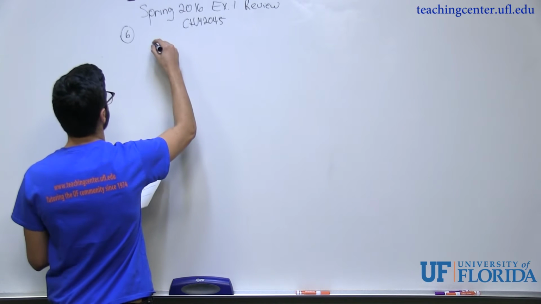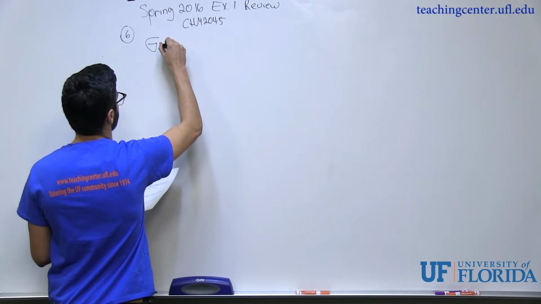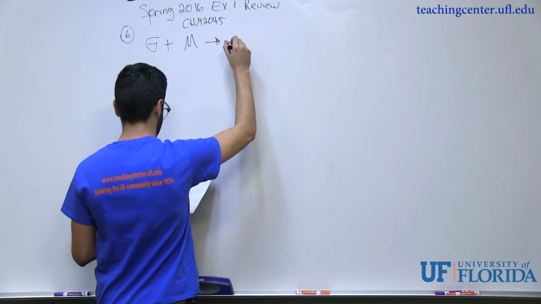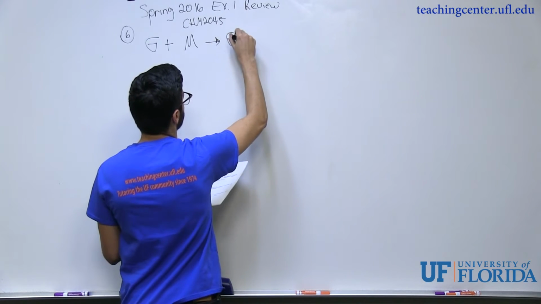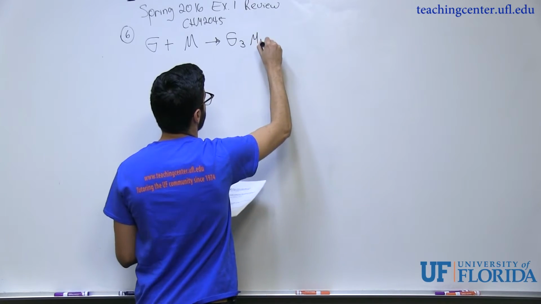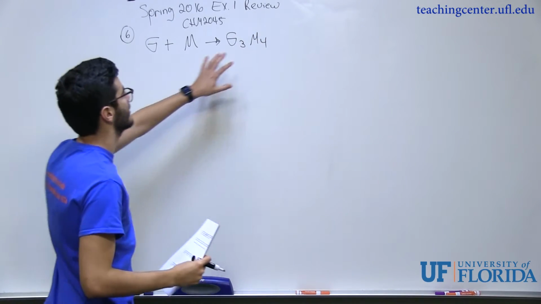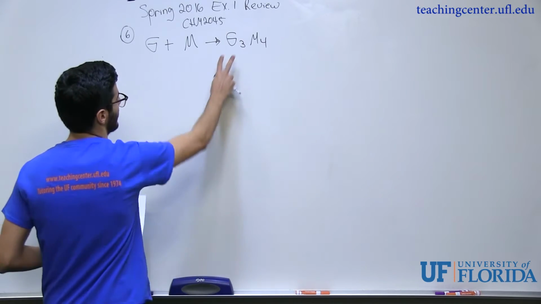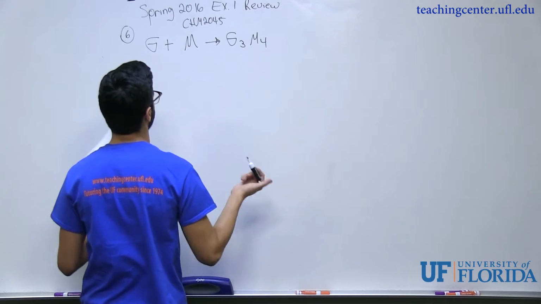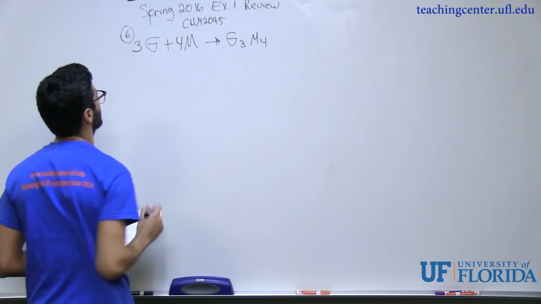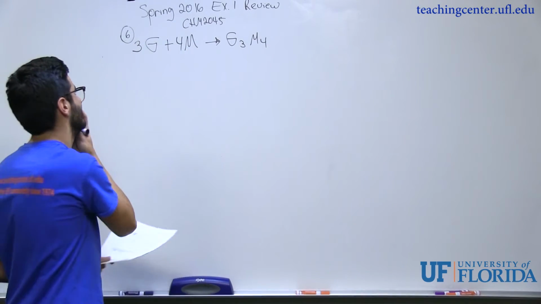So I know I have some amount of G plus some amount of M reacting to make G3M4. Well, we know when we write our equation, we want to balance our equation, right? So I see I have 3 G's and 4 M's. Well, I'm going to keep the 1 there, and I'm going to put a 3 here and a 4 there. And now that balances my equation.